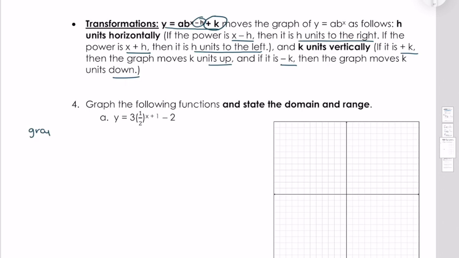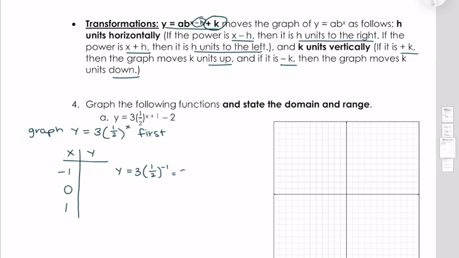So we first start by graphing y equals 3 times 1/2 to the power of x, and then we will deal with the +1 and the -2 afterwards. So go ahead and make a table of values. Our x values are -1, 0, and 1. And then our y values, when we plug those in, are as follows.